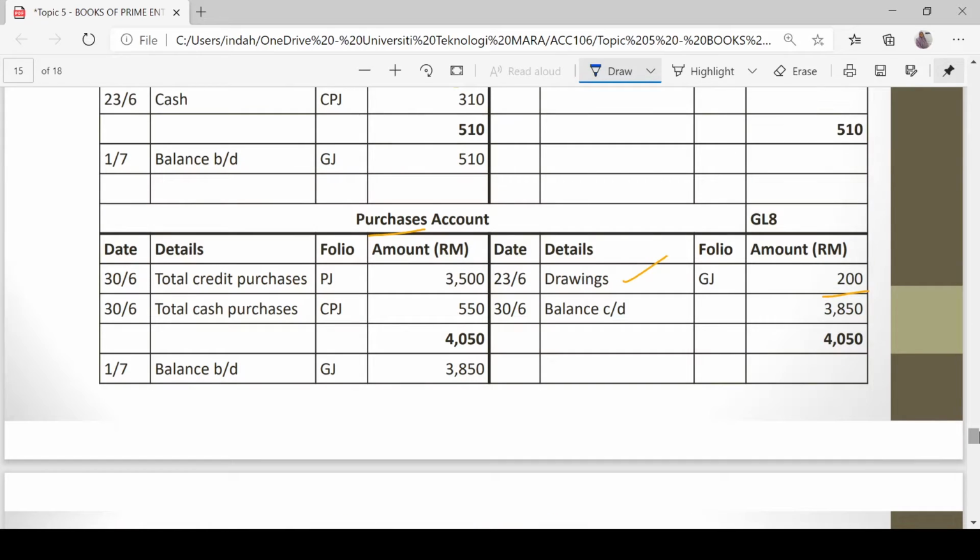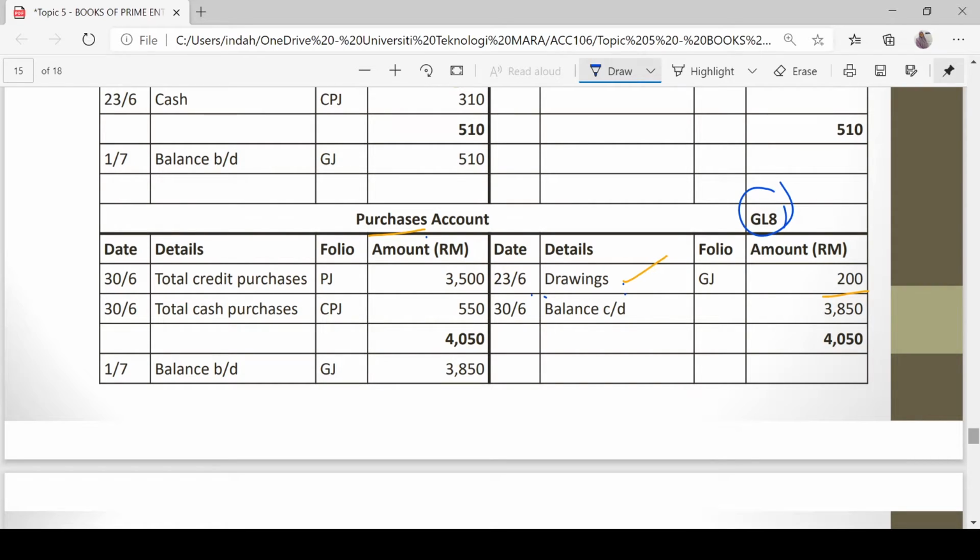If we already prepared the accounts, then we are going to update. But since this is the first time that we are going to prepare the purchase account, okay, second time, but this one is on 23rd of, yes, second time. Alright, so we have here drawings, meaning that we already prepared the purchase account. Same code that we assigned, GL8. So we're going to update GL8.